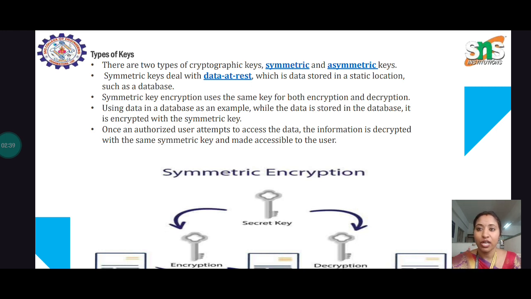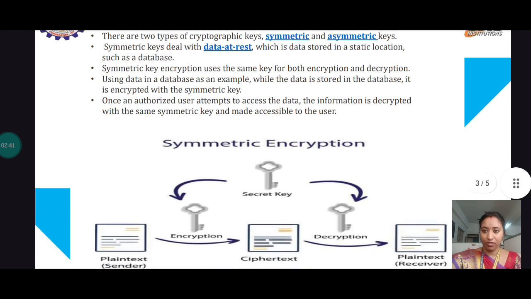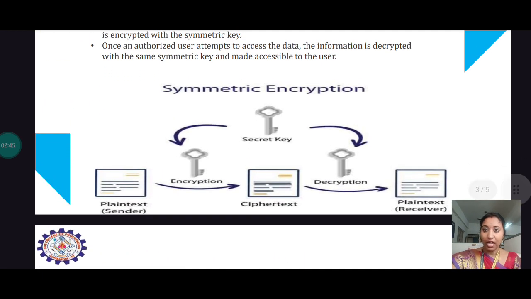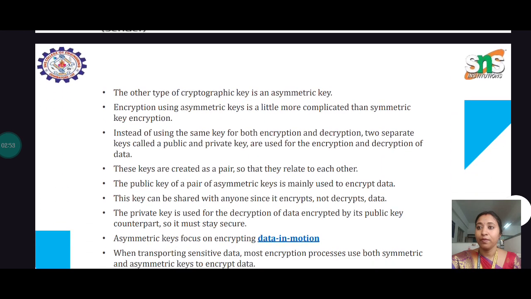Once an authorized user attempts to access it, it is decrypted. It is an example of symmetric encryption. We have plain text, and we have both encryption and decryption, but in both of these we have only one secret key for maintaining it.